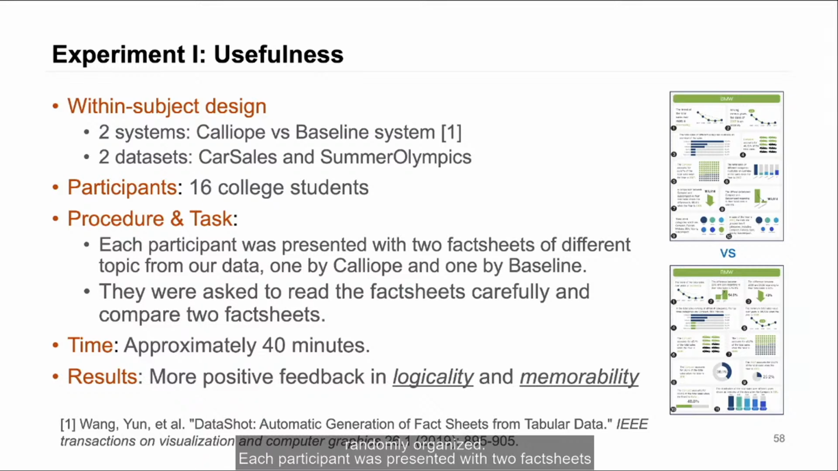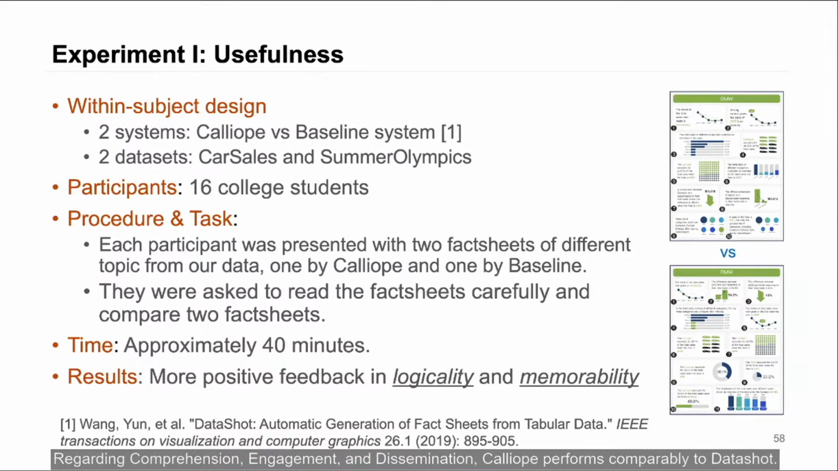Each participant was presented with two fact sheets of different topics from our data, one by Calliope and one by DataShot. They were asked to read the fact sheets carefully and compare the two fact sheets from 5 specific aspects. The qualitative results show that, in terms of logicality and memorability, Calliope received more positive feedback than DataShot. And regarding comprehension, engagement, and dissemination, Calliope performs comparably to DataShot.